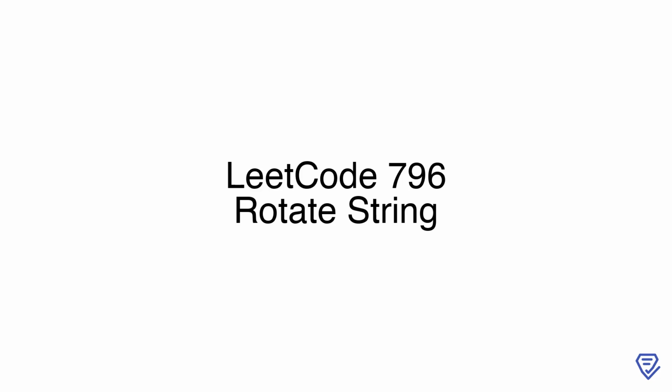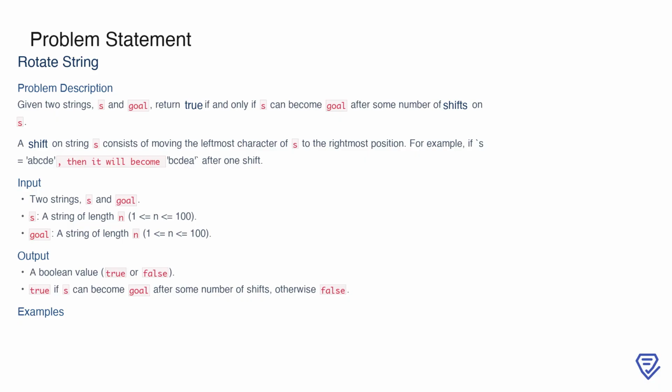Let's get started. In this problem, we are given two strings, s and goal. The goal is to determine whether string s can be transformed into goal by performing a series of shifts. A shift involves taking the leftmost character of s and moving it to the rightmost position. For example, if s is ABCDE, applying one shift would result in BCDEA. The task is to return true if it is possible to turn s into goal using any number of such shifts, otherwise, return false. The input consists of two strings, both of length n, where n is between 1 and 100. The output is a Boolean value, true if the transformation is possible, and false if it is not.